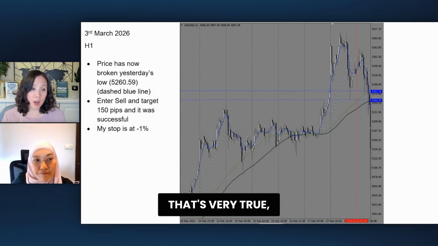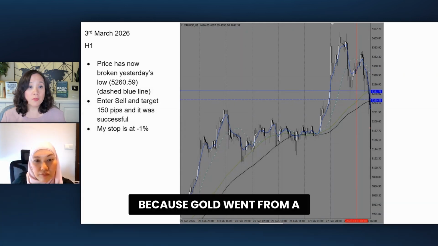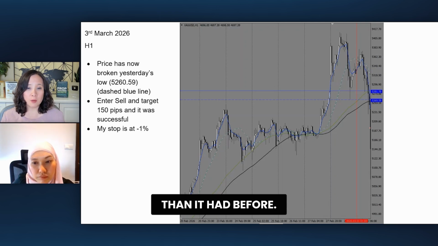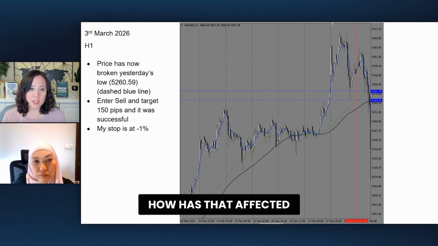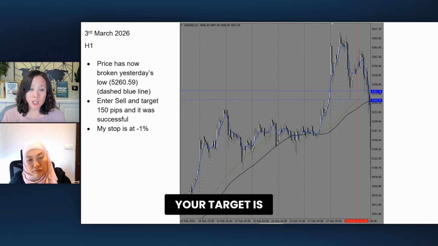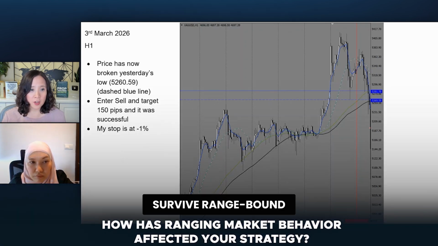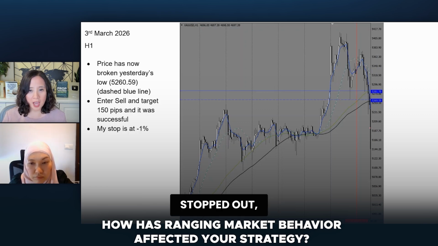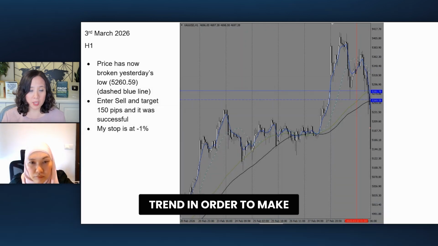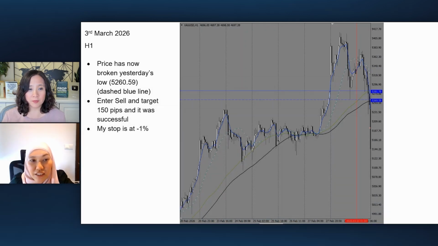I mean, that's very true, right? Because gold went from a very trending market to having more range sessions than it had before. How has that affected your trading? Because it sounds like your target is conservative enough to survive range-bound environments. But if you do get stopped out, you require a much bigger trend in order to make it back. Is that right? Yes, that's right.